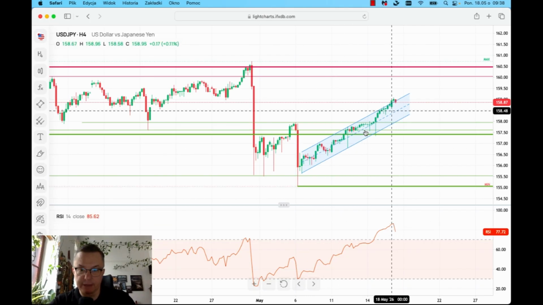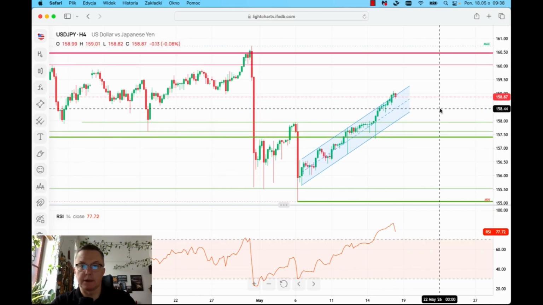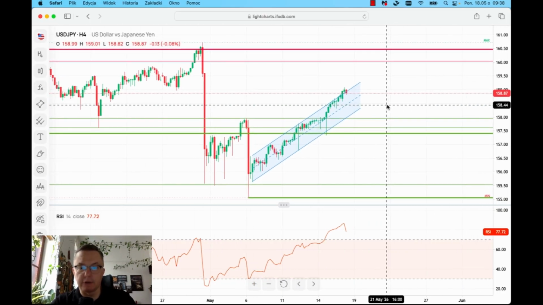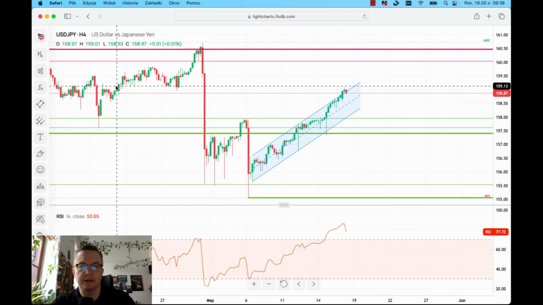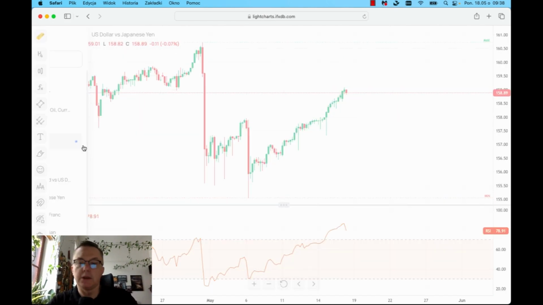Look at this movement here. Nevertheless, there is no sign of any kind of a technical correction right now. Very interesting situation. We are back inside of the channel, roughly around the middle of this channel, and the bulls are still trying to move higher.